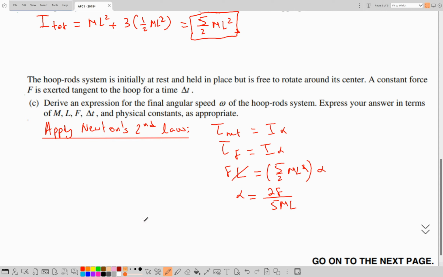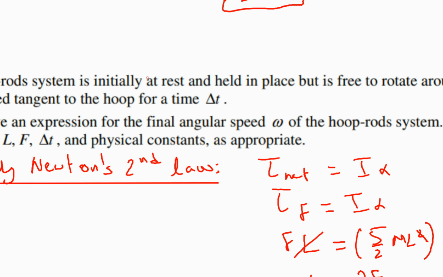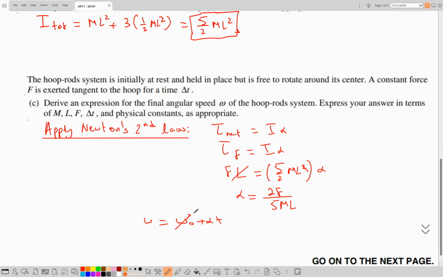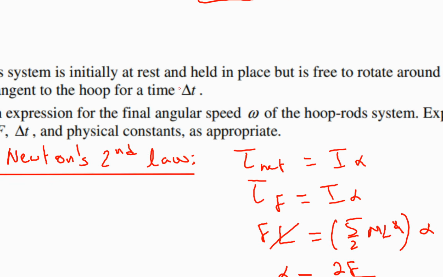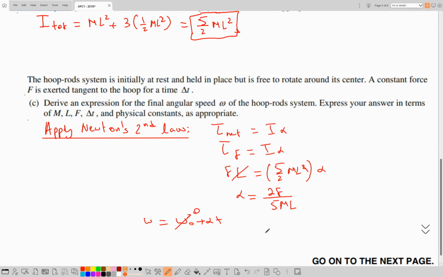And we know from kinematics that omega is omega 0 plus alpha t. Initially from rest, as it has been stated here, which means that omega 0 is 0 and t would be represented by delta t. Then the final angular speed is given by 2F divided by 5 mL multiplied by delta t, and indeed our answer is expressed in terms of these.